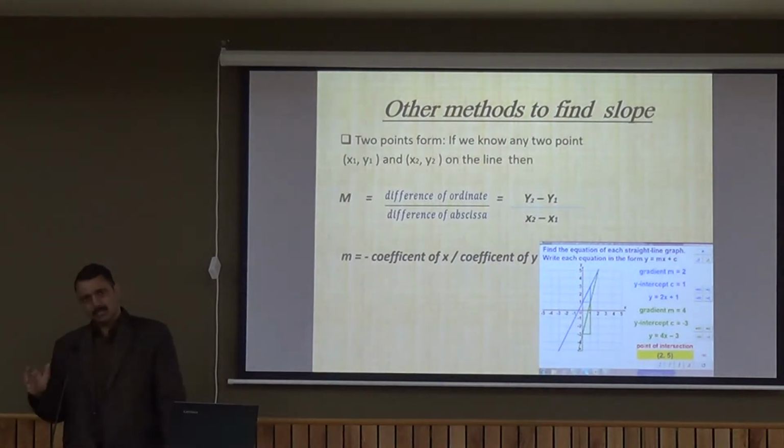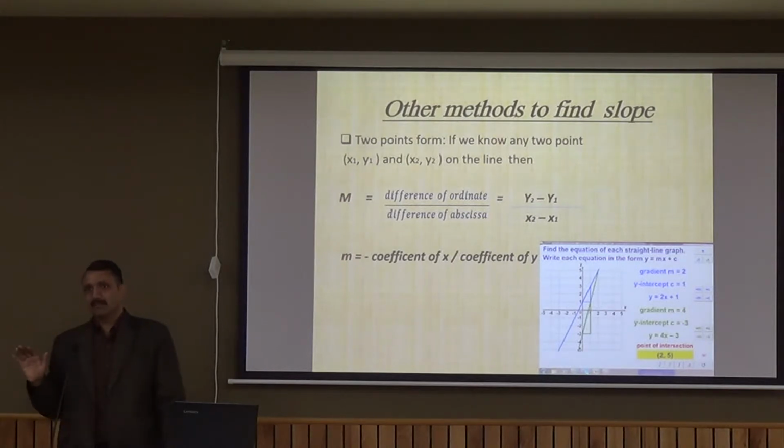We have another method also to find the slope. Suppose we are having 2 points on the line. If we have 2 points on the line, we say let (x1, y1) and (x2, y2) are 2 points on the line. So we can say m is equal to difference of ordinate upon difference of abscissa, or (y2 minus y1) upon (x2 minus x1) is also slope.